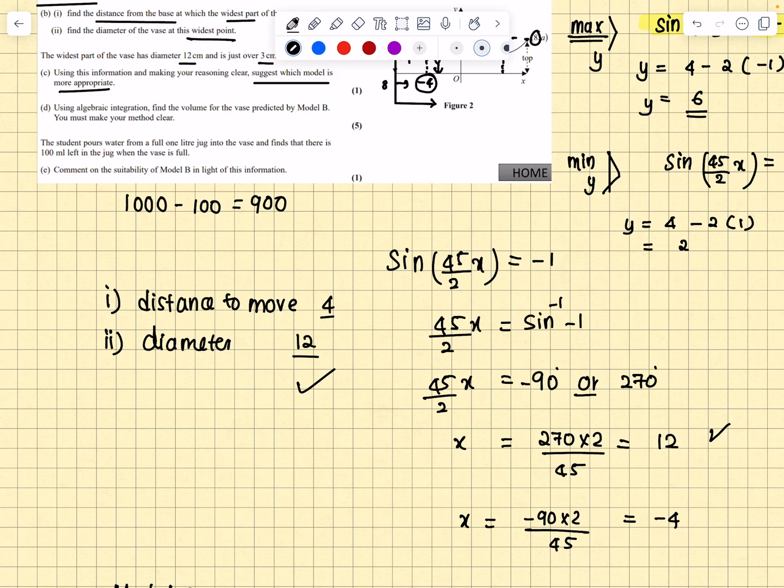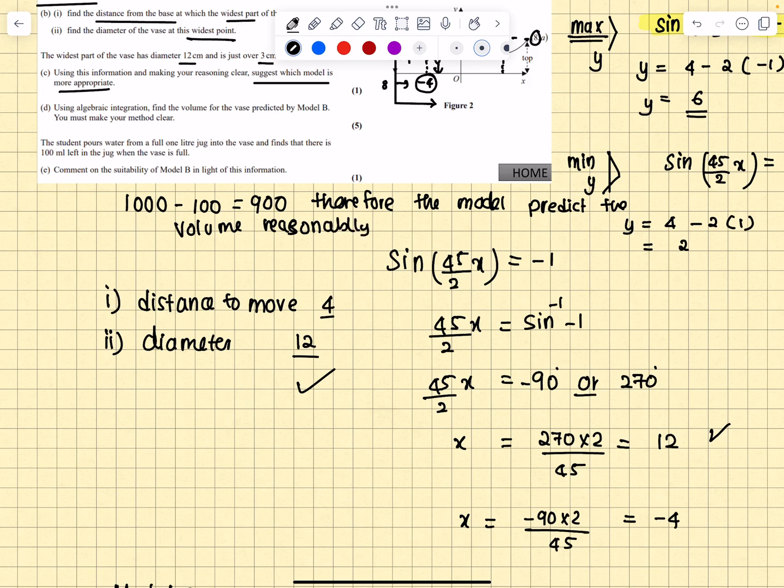So therefore, the model predicts the volume reasonably accurately.